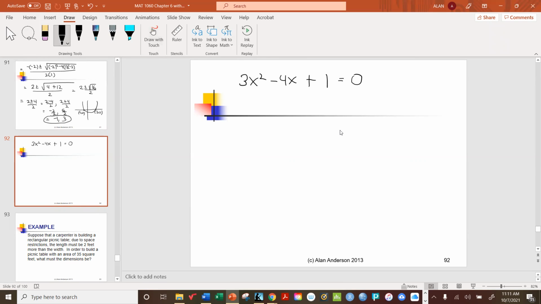All right, give that one a shot and see what you get. All right, now you notice there's a 3 in front of the x squared. When a is 1, you know, the results tend to be nice. Like if it's an integer or a very simple fraction. When you start getting other numbers for a, that's when these can get very messy. But as long as it's not an imaginary solution, we'll be okay. All right, so give that one a shot.